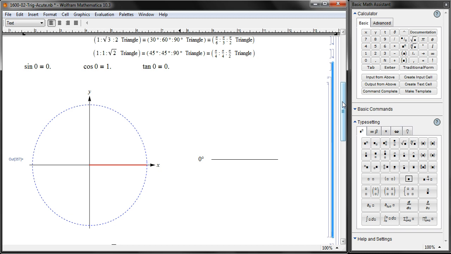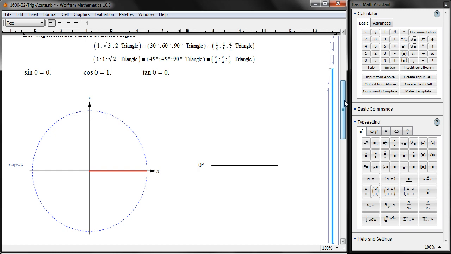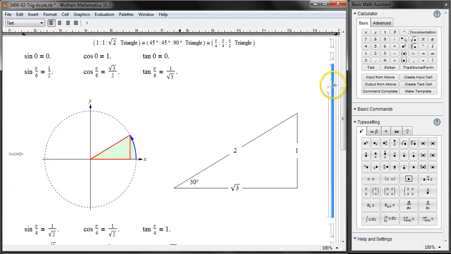Sine of 0, angle 0, so I don't see anything going up. So we have a degenerate triangle, which is actually a line segment here. Vertically, nothing, so 0. Horizontally, everything, so r over r. Tangent, vertical over horizontal. Vertically, nothing there, so that's 0. And then if we inscribe the 1, square root of 3, 2 triangle appropriately to 30 degrees or pi over 6, you get this result.